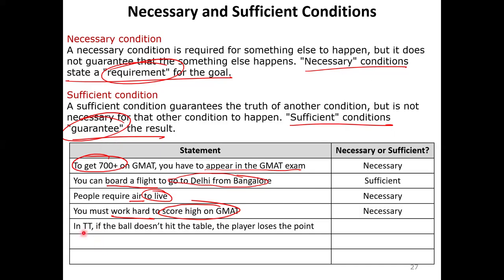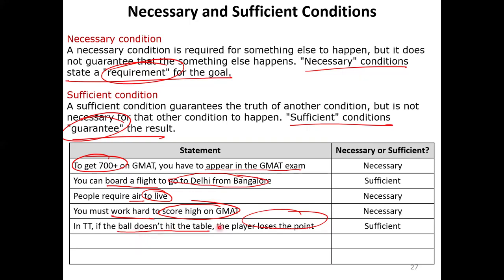Okay. Now, this would require you to have some knowledge of table tennis. In table tennis, if the ball does not hit the table, the player loses the point. So tell me, is the ball not hitting the table a necessary or a sufficient condition to lose the point? Very nice. Why sufficient? Because the moment I hit the ball and it does not hit the table, it clearly guarantees that I lose a point.